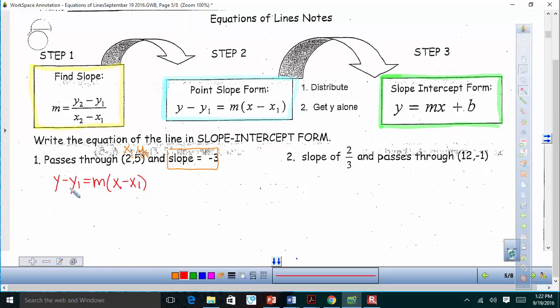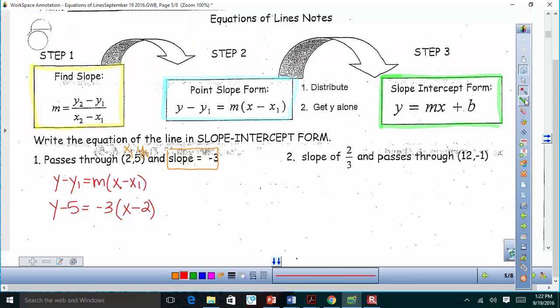Okay? Did they give me just a regular y? No. So I bring down y minus, what was my y1? 5 equals, what does m stand for? The slope. So I'm going to put negative 3 for m. And then I wasn't given a regular x, so I'll leave x there, minus, what is x1? 2. Okay, so from there we distribute and we get y alone.